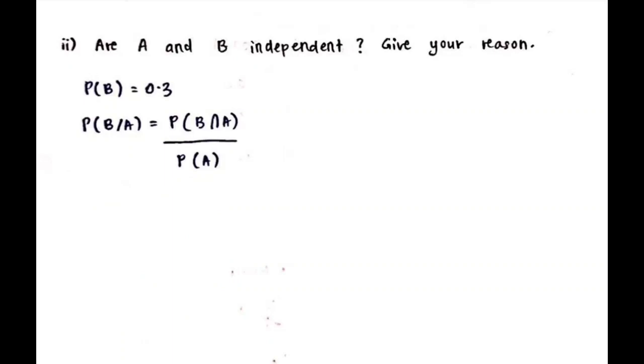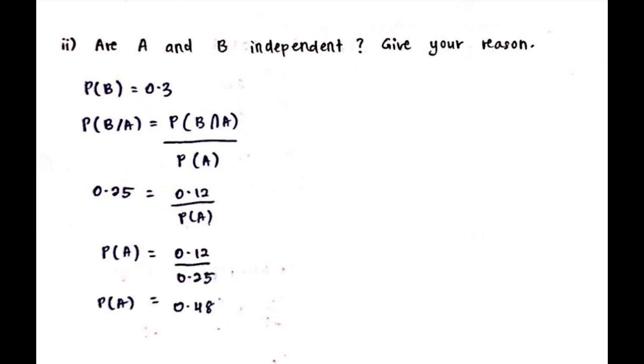For this question, we use the formula probability B given A is equal to probability B intersect A over probability of A. The question has given us information that probability B given A equal to 0.25 and probability B intersect A is equal to 0.12. So we just substitute the values into the formula. So it should be 0.25 equal to 0.12 over probability of A. The answer is 0.48.